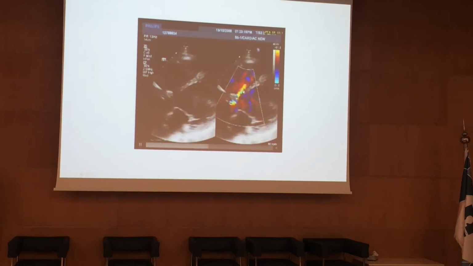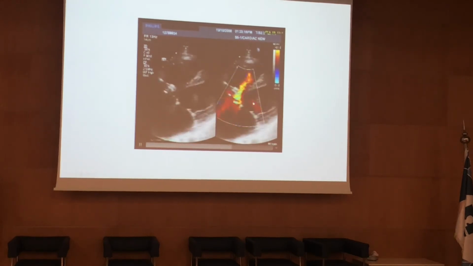Okay, same as here. So this is the interventricular septum here. This one, and you see there's something crossing the septum. So what's this? So this is the septum, and there is a current crossing the septum.